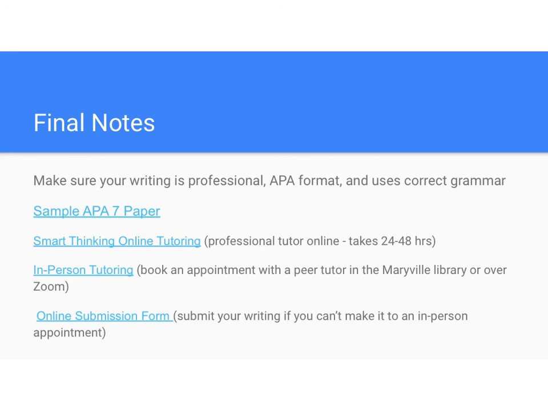And finally, make sure your writing is professional, APA format, and uses correct grammar.